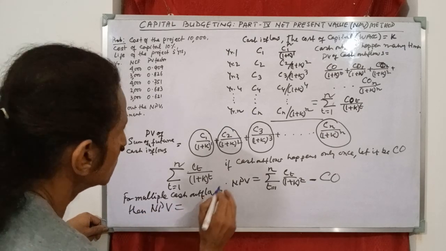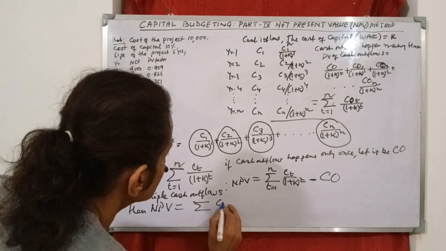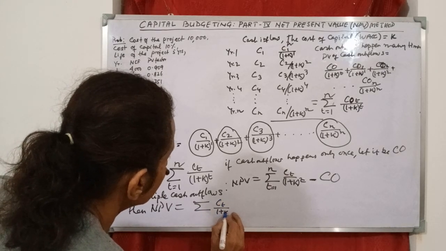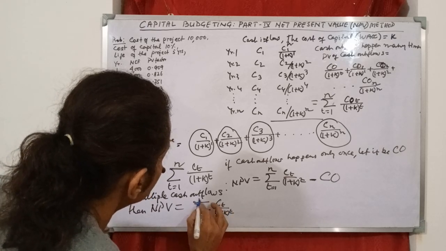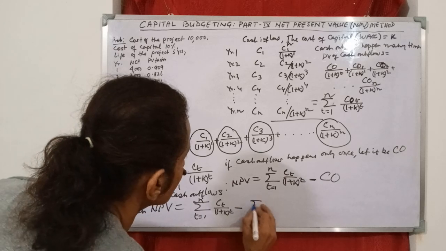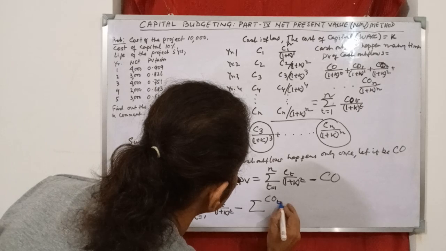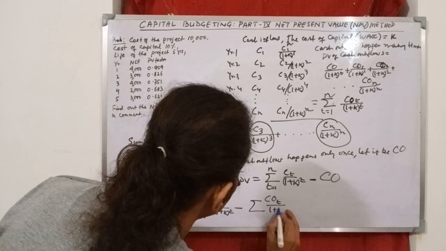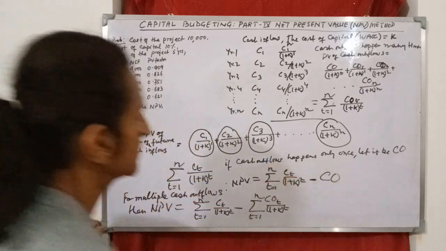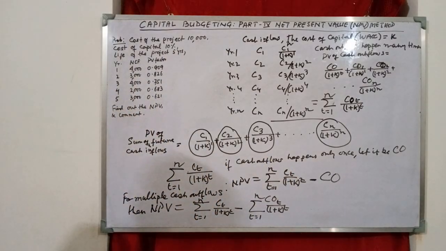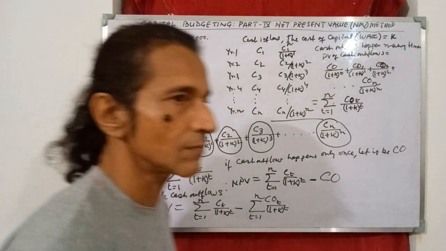NPV is equal to sigma Ct divided by 1 plus k to the power t, t equals 1 to n, minus summation of CO sub t divided by 1 plus k to the power t, t equals 1 to n. This is the formula of net present value, right?